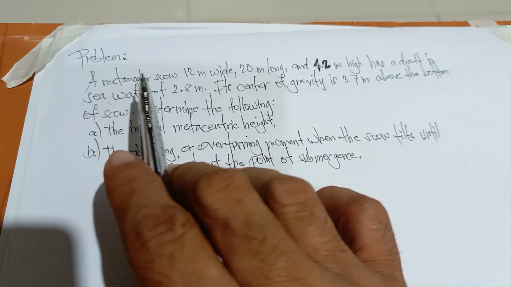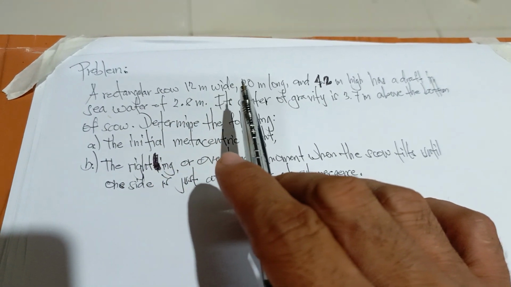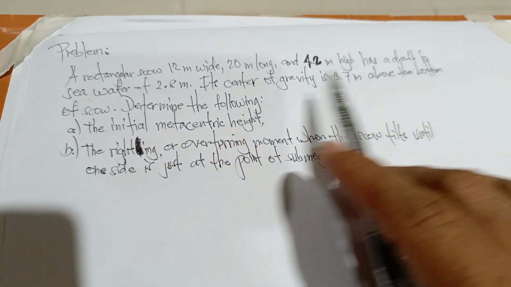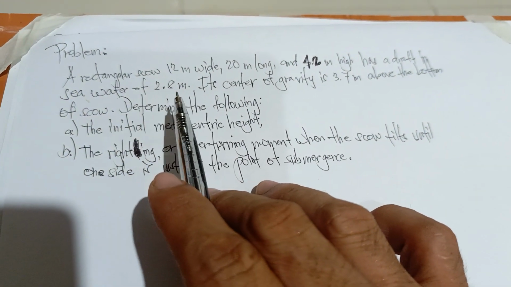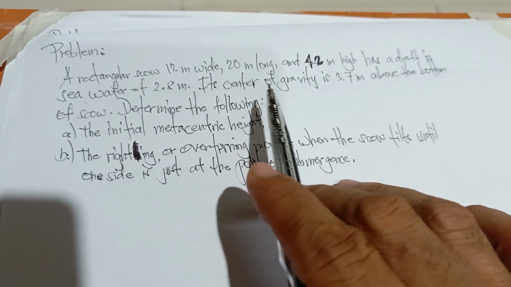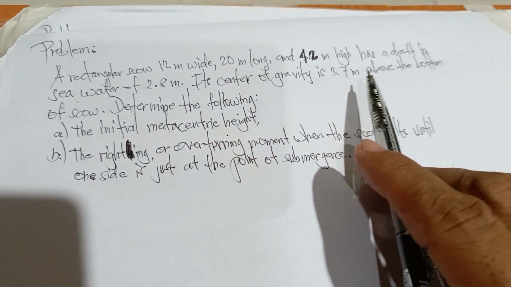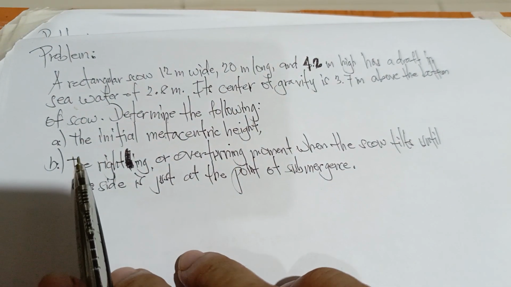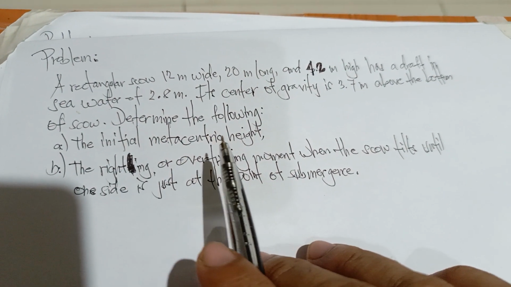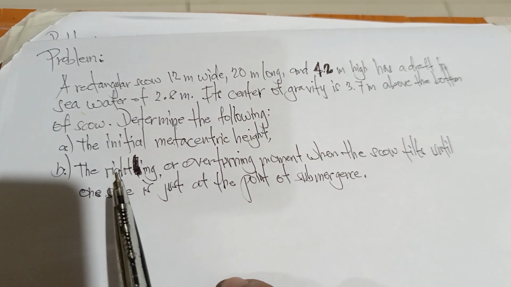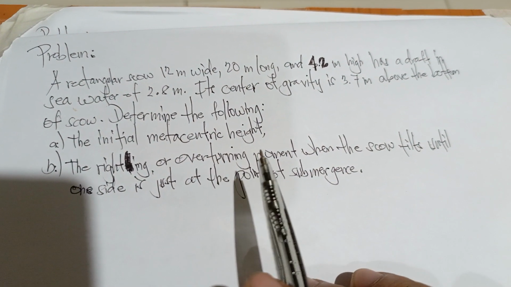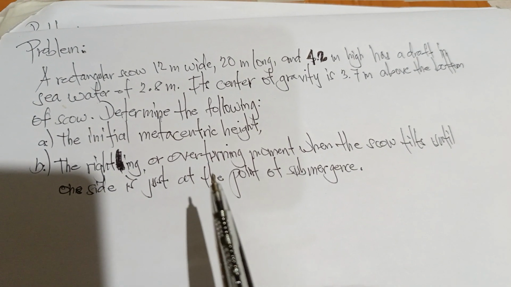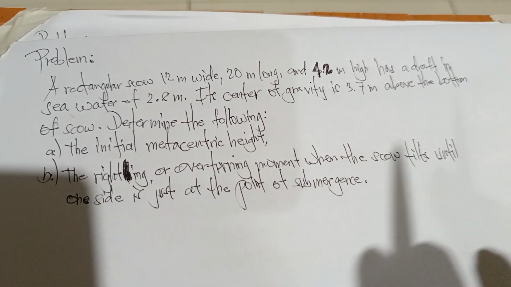Problem. A rectangular scow 12 meters wide, 20 meters long and 4.2 meters high has a draft in sea water of 2.8 meters. Its center of gravity is 3.7 meters above the bottom of the scow. Determine the following. A. The initial metacentric height. B. The righting or overturning moment when the scow tilts until one side is just at the point of submergence.